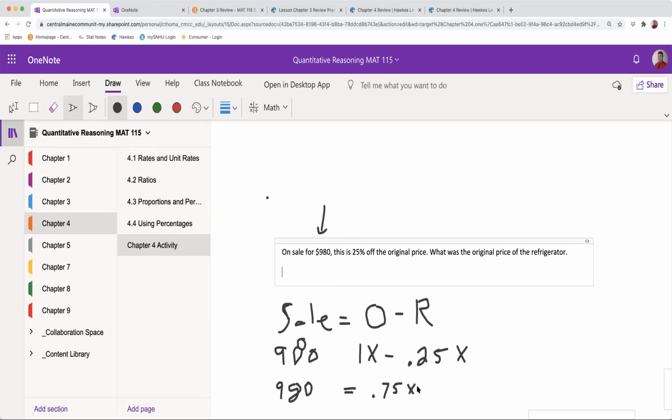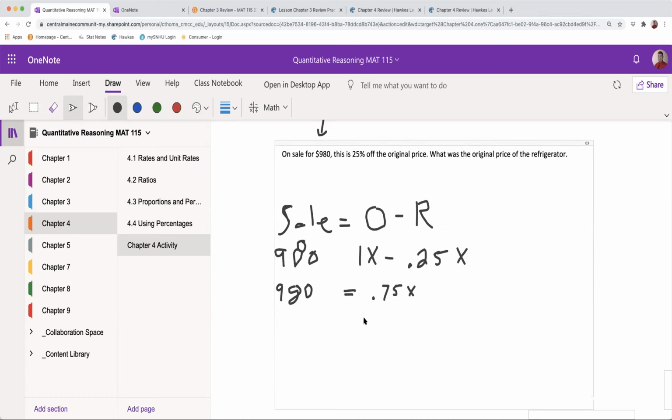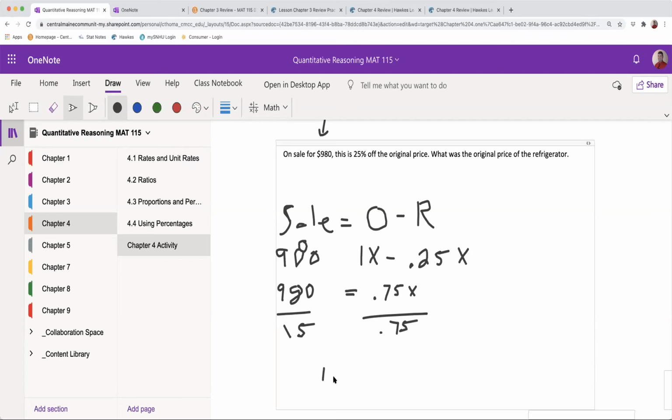And so what I will do here is if I divide both sides by 0.75, I will figure out the refrigerator originally costs, getting the right things on my calculator will help as well, $1,006.67. So that's the original price.